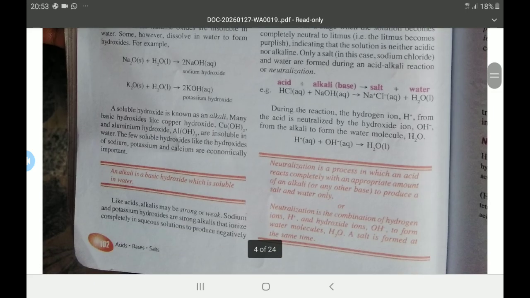So I will take it again. An alkali is a basic hydroxide which is soluble in water.